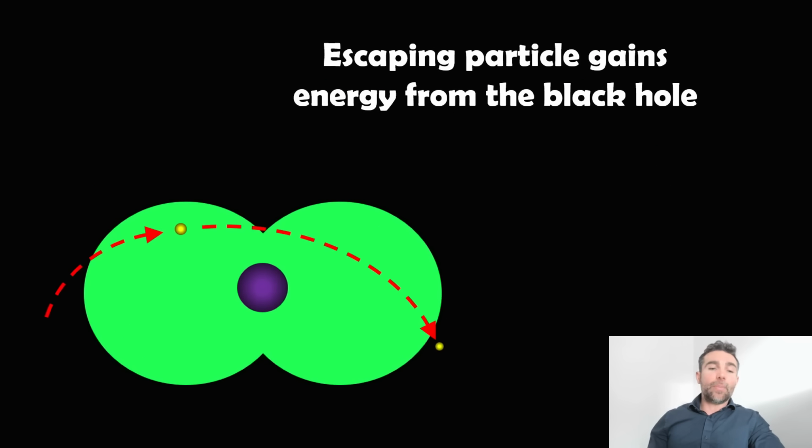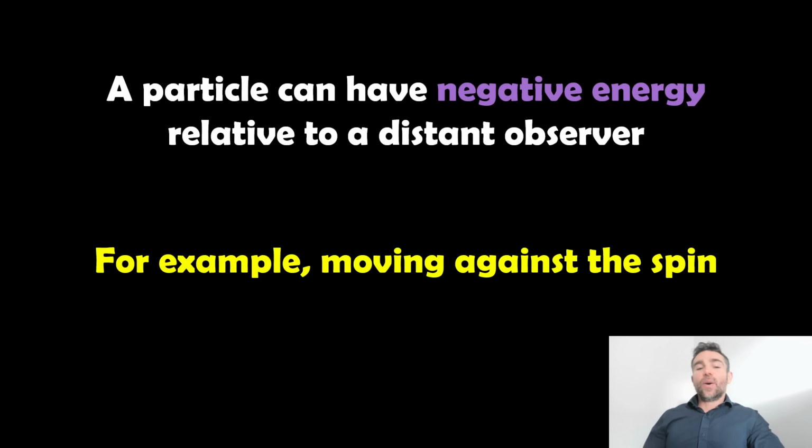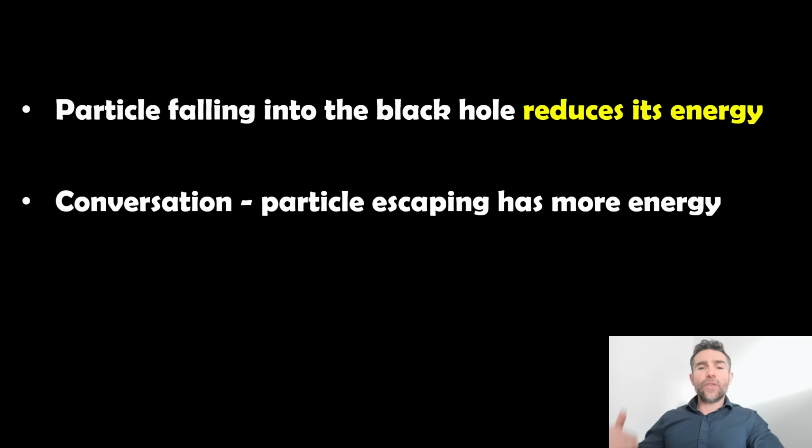So what happens here is the escaping particle is going to gain energy from the black hole. It's extracted rotational energy from the ergosphere, and it's now left with additional energy than what it had beforehand. The particle that was going into the black hole can technically have negative energy from a distant observer as we observe it. So why is that? Well, for example, if that particle is moving against the spin, to a distant observer it looks like it's going to have negative energy. So when that then falls into the black hole, it's going to reduce the black hole's energy. So if we reduce the energy of the black hole and we want to conserve energy, then the particle that's escaping has to receive additional energy, has to increase its energy. So one particle reduces the energy of the black hole and the other one is gaining it.